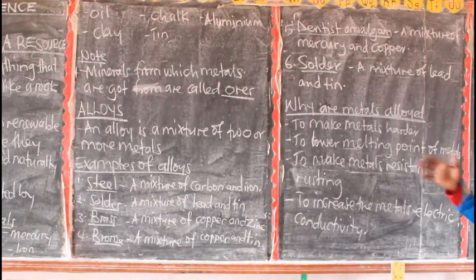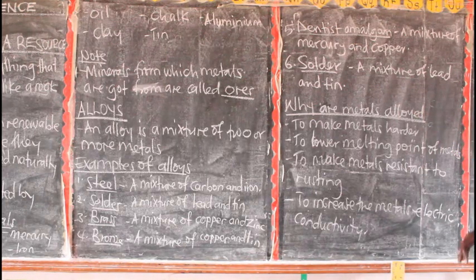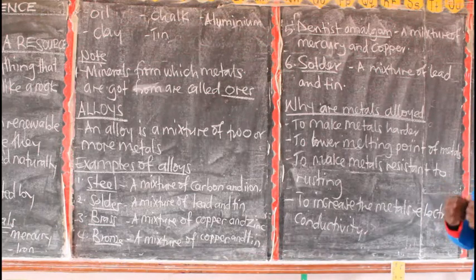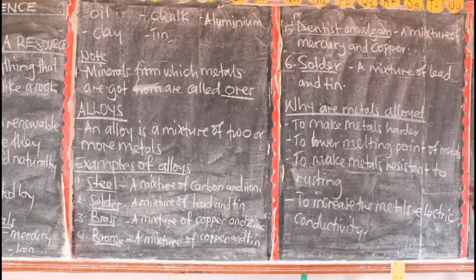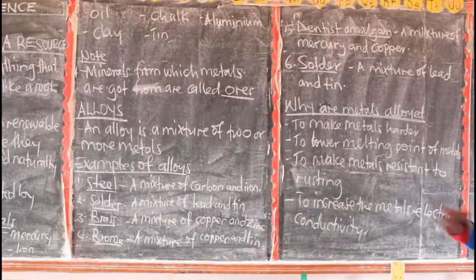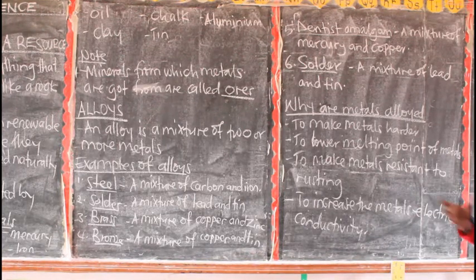Then, why are metals alloyed? The reason for alloying is to make metals harder. There are some metals which are soft. When you mix with other metals, you make this soft metal harder. Another reason is to lower the melting point of metals. There are those metals whose melting point is high, so you can only lower their melting point when you mix them with other metals. Then to make metals resistant to rusting. Some metals like iron can easily rust. So you want to prevent those iron materials from rusting, you have to alloy, to mix them with other metals which are resistant to rusting.